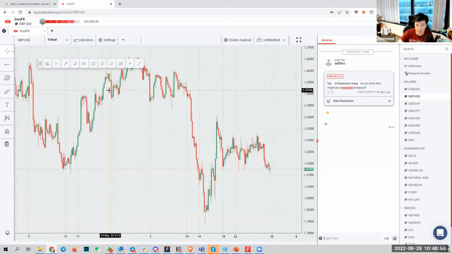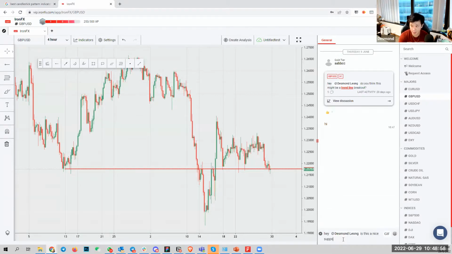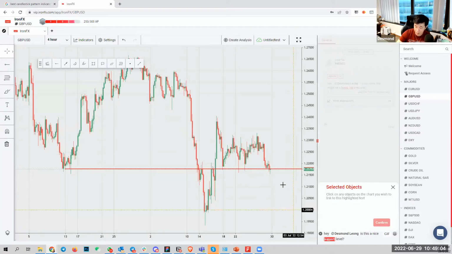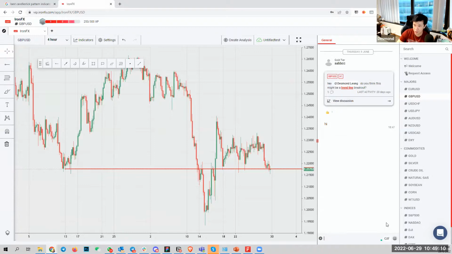And maybe you can say, you know, you find a support level over here. Hey Desmond, is this a nice support level? What level are you referring to? Highlight the text, click this button, link object to text, click this nice little line you just drew. You'll notice that it lights up and you send the message through.